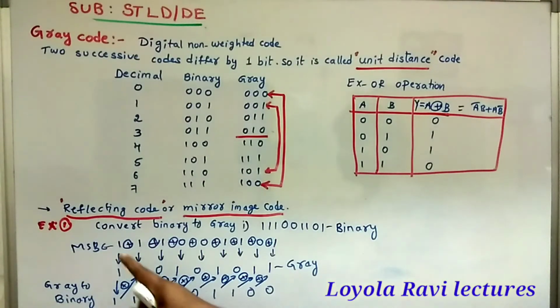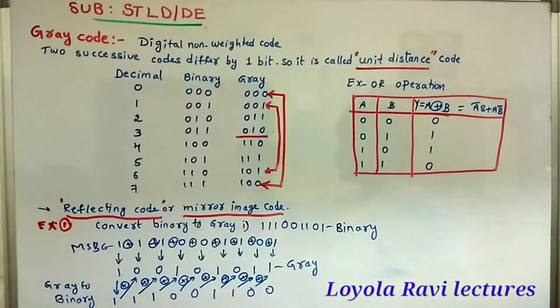1 XOR 1, what is the result? 1 XOR 0, what is the result? Like that you can write all the bits. So finally this is a gray code. Is it correct or not? How can we know? By converting gray to binary again, you can verify our code very easily.